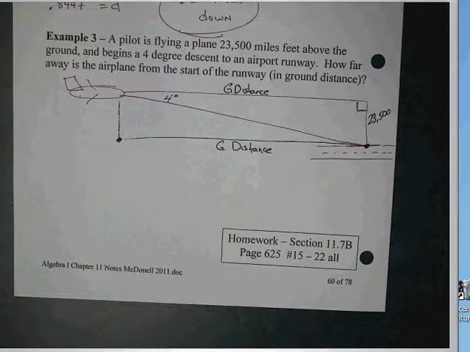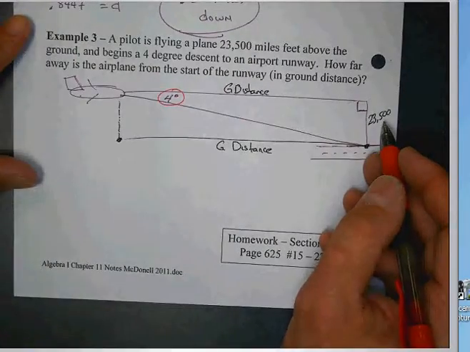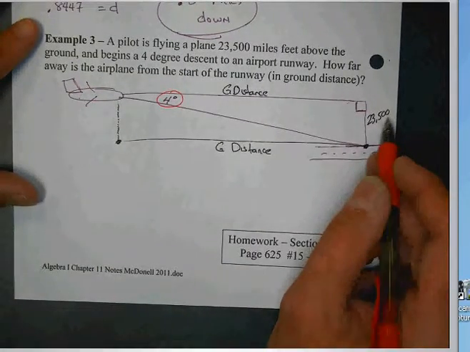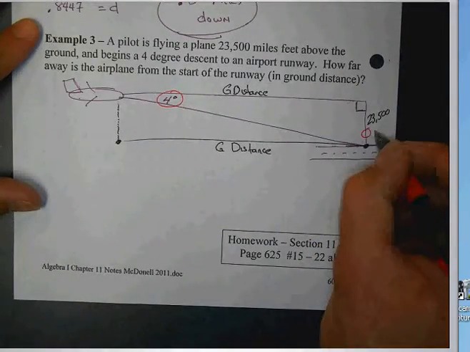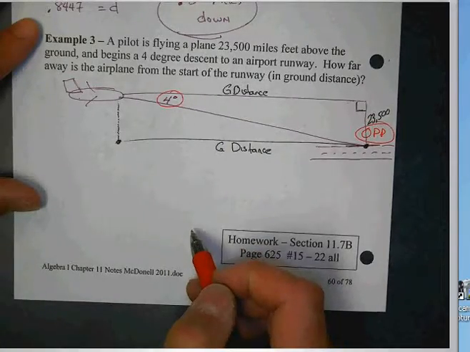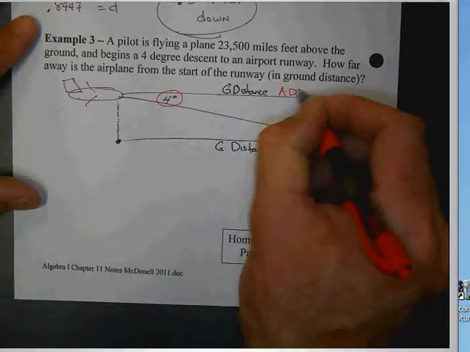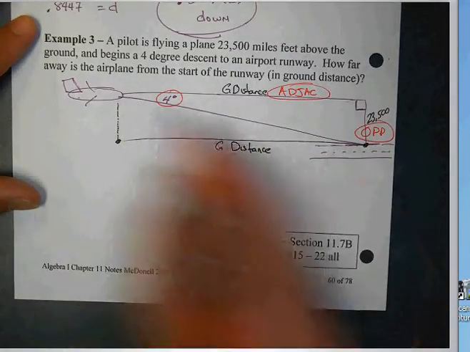So let's think of some words here. We have our angle, 4 degrees. 4 degrees compared to 23,500. What word is the 23,500? That's opposite. Ground distance, what word is that? That's the adjacent, because it's next to. Remember, the diagonal is always called your hypotenuse.